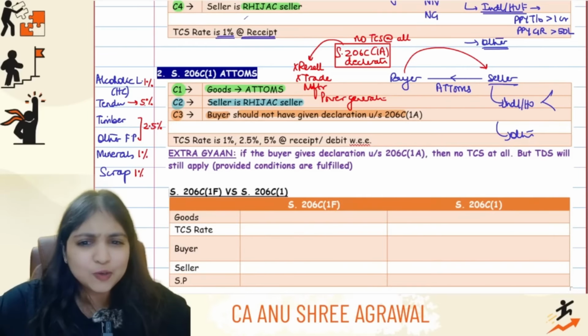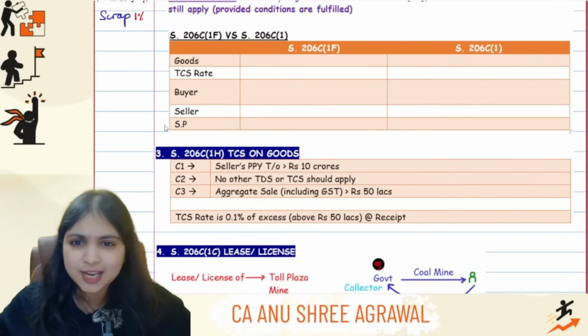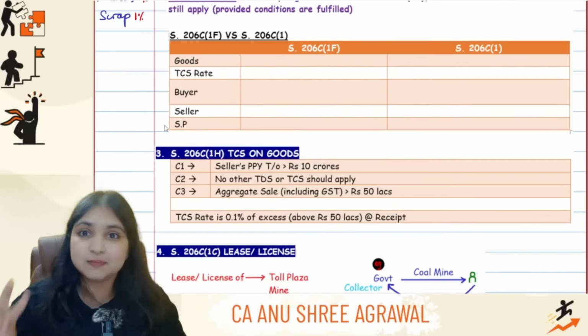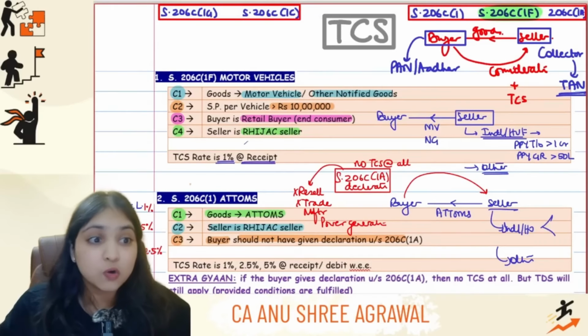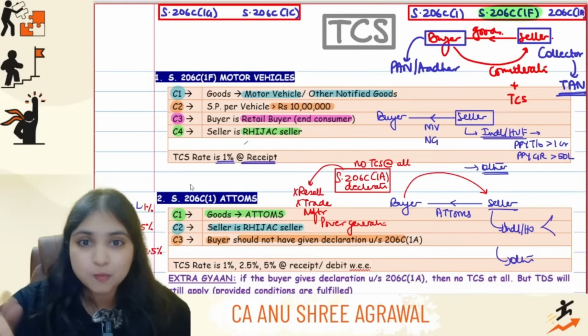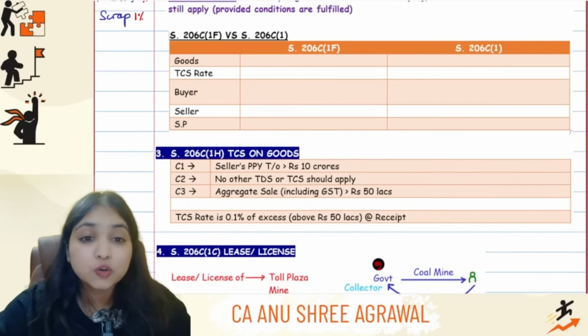Now, I'm not going to let you go on so easily. Before we go to the next section, can we try to do one comparative analysis between our first two TCS sections? Two TCS sections we have completed: 206C1F, which talks about motor vehicles, and 206C1, which talks about items. So let's do one comparative analysis between the two.